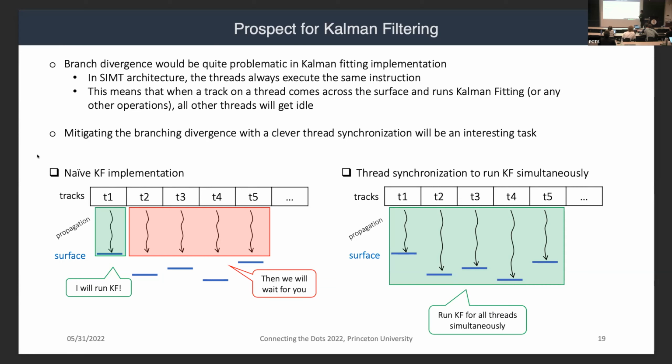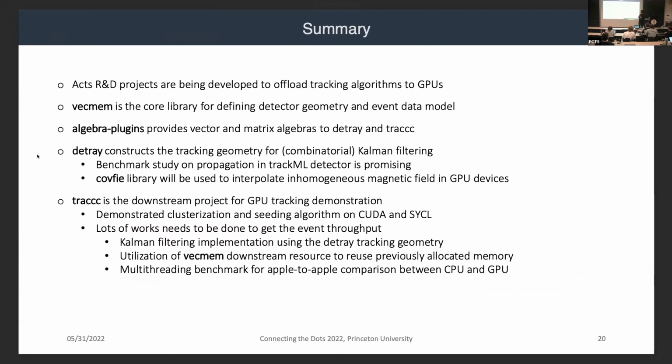So our current idea is to do some clever thread synchronization to run the Kalman filter simultaneously for all threads. Basically, all the threads wait for every other thread to come across the surfaces, and then once every thread has come across a surface, we run the Kalman filtering at the same time. That's what we are thinking for the Kalman filtering optimization, but we might need some time to implement this in the prototype. So this is the summary.